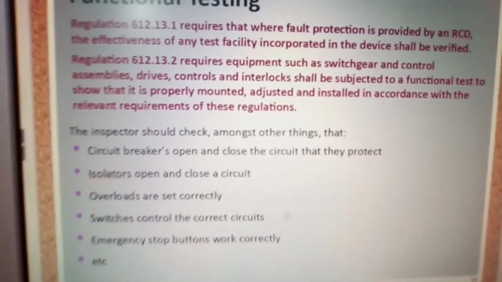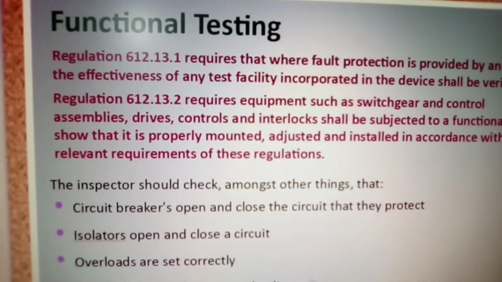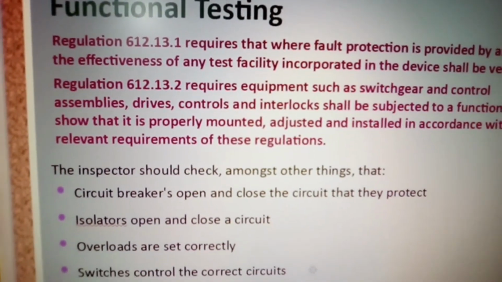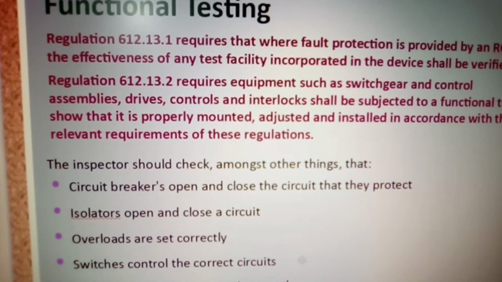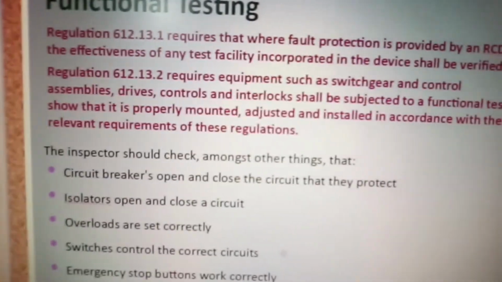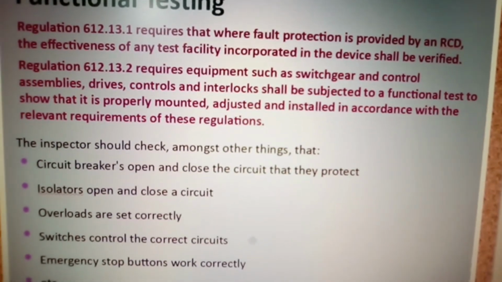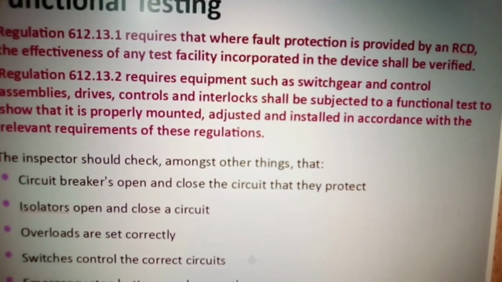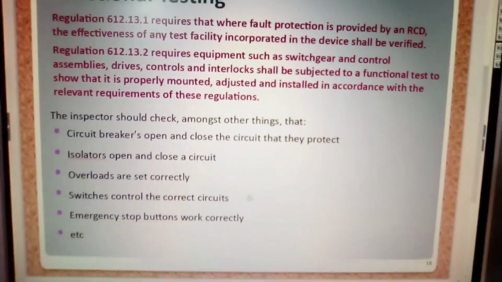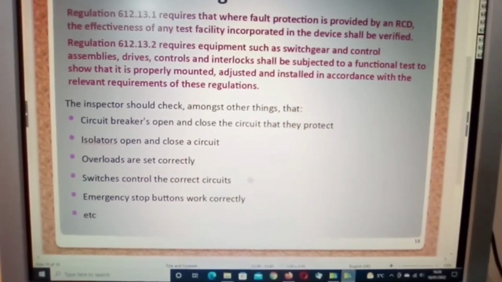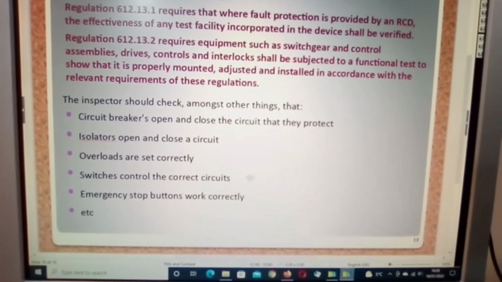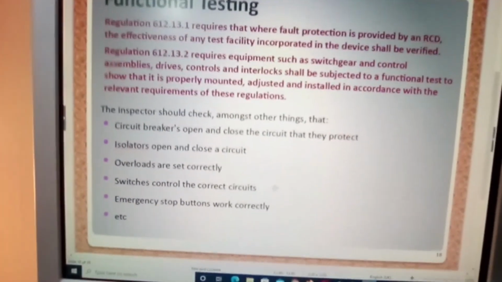And here we have functional testing. Functional testing. Okay.